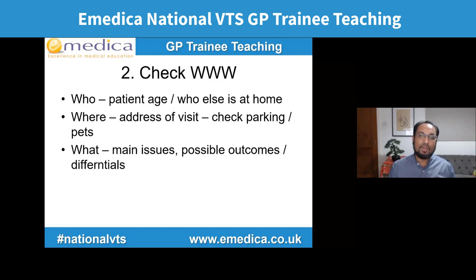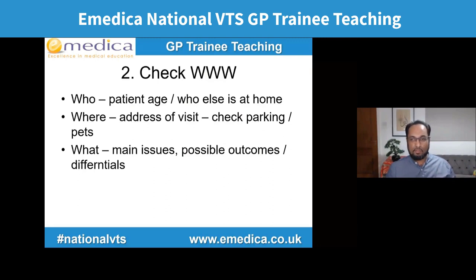Okay, then I want to look at where, exactly where is the visit? For example, are they shielding and actually not at their normal address? They're staying with their son or daughter. If they're at their normal address, what's the parking like? Is there somewhere where I'm going to have to park further away? Have they got any pets? If they've got a pit bull, I might ask that they make sure the dog is locked away in a different room before I arrive there. I want to know about these things, all right?